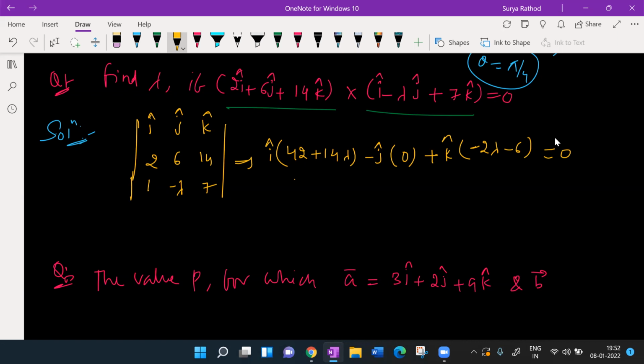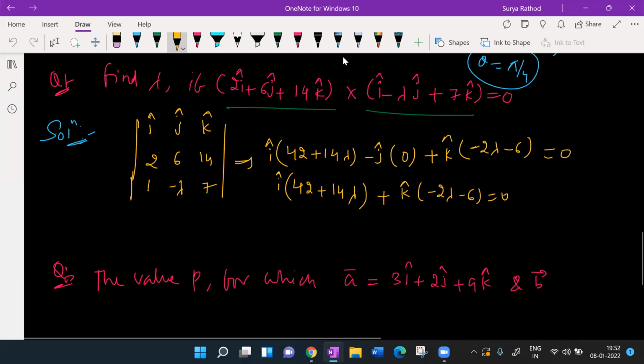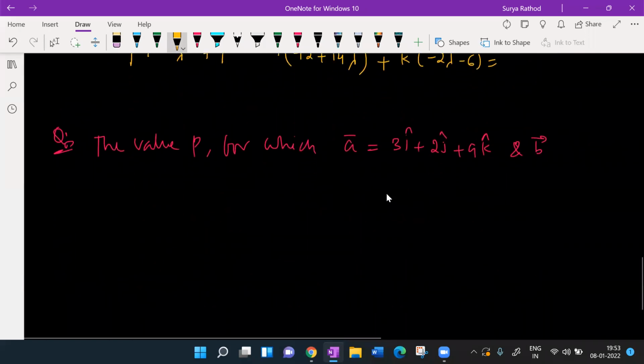Look at this here. 42 plus 14 lambda is going to be I cap, and this is going to be 0 plus K cap minus 2 lambda minus 6 is equal to 0. Now can I write the right hand side as 0 I cap plus 0 J cap plus 0 K cap? Absolutely. Now I can compare both the sides and just find out my answer. Very simple.